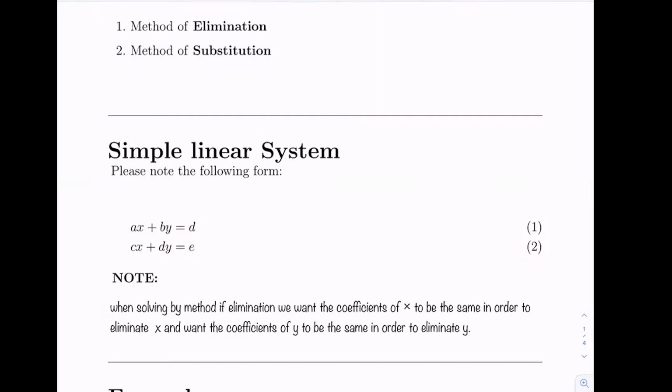The important thing we want to note here is that when solving by method of elimination, we want the coefficient of X to be the same in order to eliminate X, and we want the coefficients of Y to be the same in order to eliminate Y. So this is the general process which we will follow when trying to perform the method of elimination. Without further ado, I jump right into some examples.